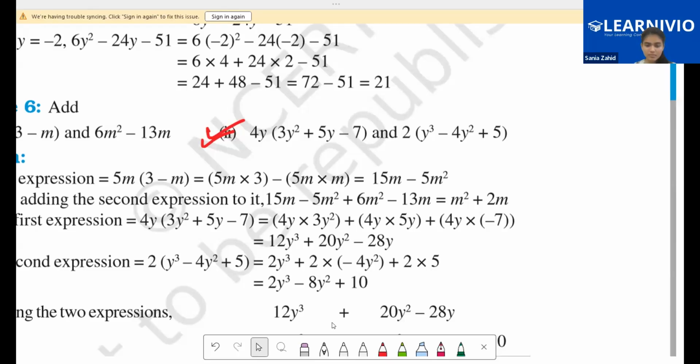Ma'am, we have to add this. First, did you get the simplified form of the first expression? Yes, ma'am. I'm simplifying. First solve this, children, and tell me. And then you solve this and tell me, and then you solve together the addition part.